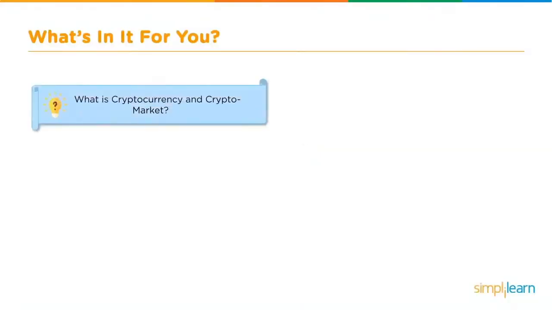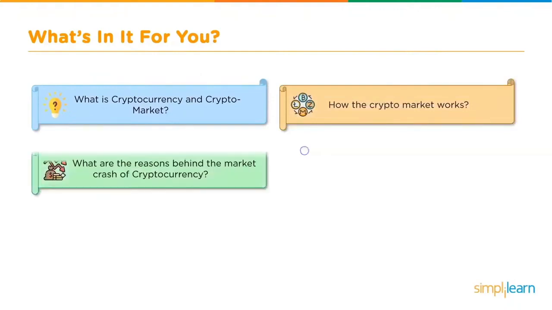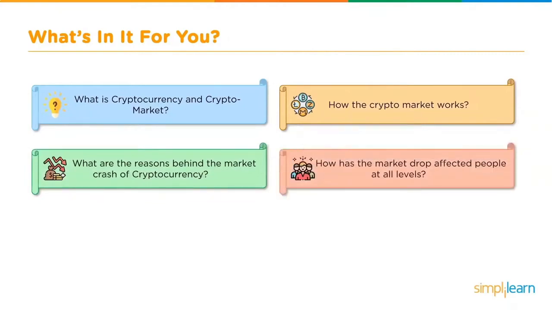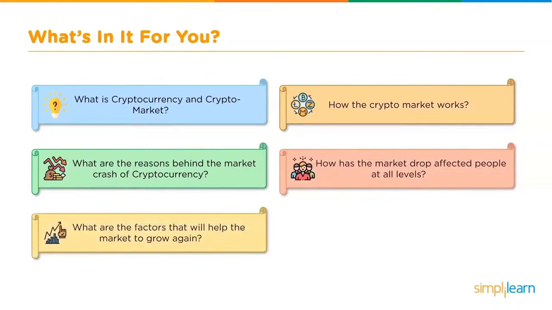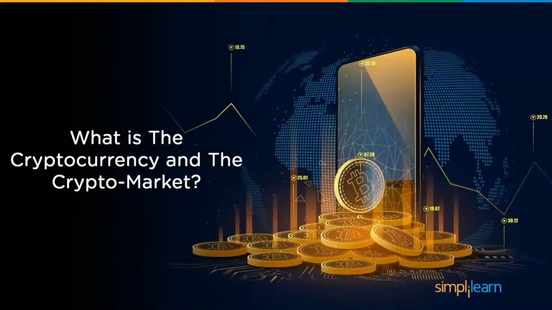First of all, we will understand what cryptocurrency and crypto market are. After that, we will understand how the market works. Then we will look into the reasons for the market crash of cryptocurrency and how it has affected people at all levels. Then we will figure out the factors that can help the market to grow again. And at last, we will look into the future of cryptocurrency and crypto market. So let's start with the very first aspect, that is, what cryptocurrency and crypto market are.